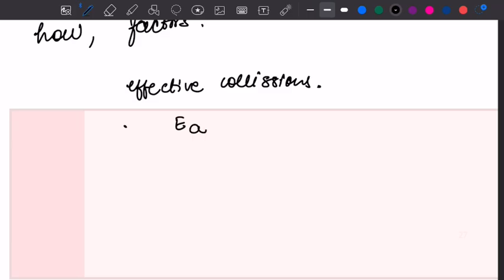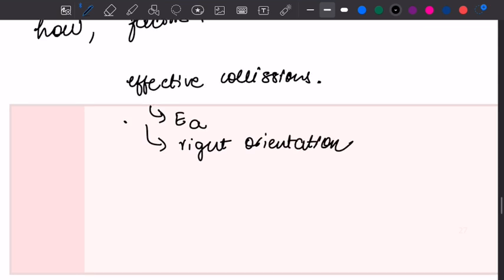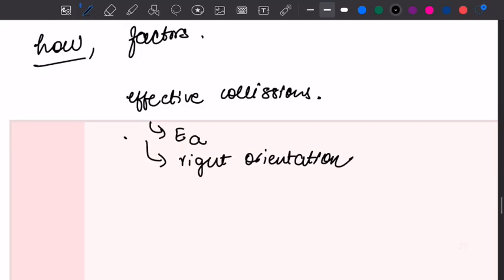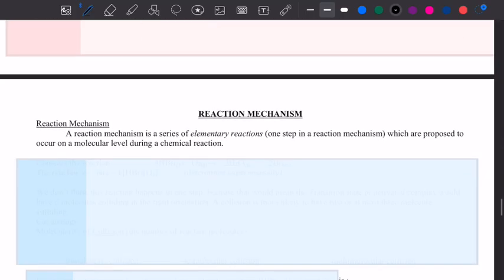a reaction depends on the number of effective collisions, and these collisions in turn depend on the activation energy and they depend on the right orientation. So let's continue with this idea of how reactions happen. We think chemical reactions do not happen in one step, but instead reactions happen in a series of elementary reactions on a molecular level. By an elementary reaction, we mean it is just one step in the whole reaction mechanism.